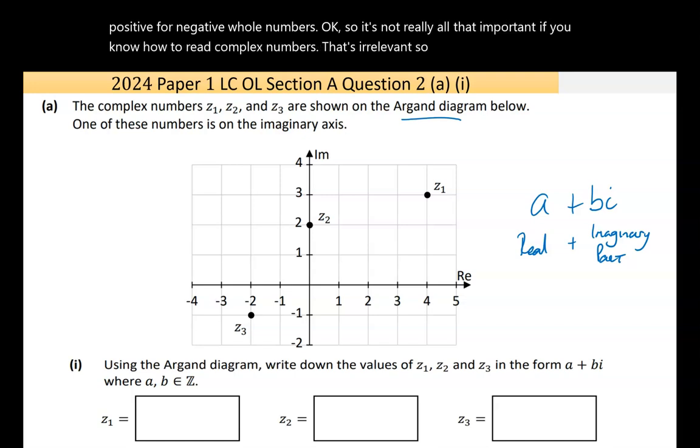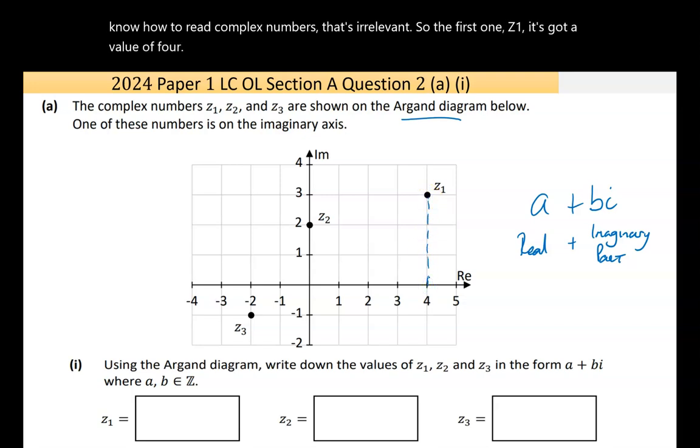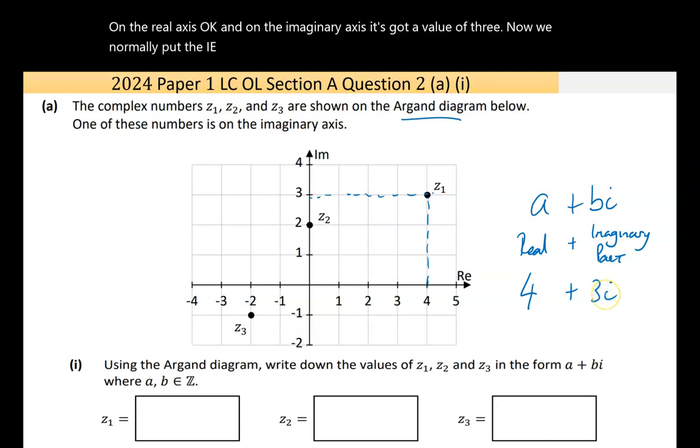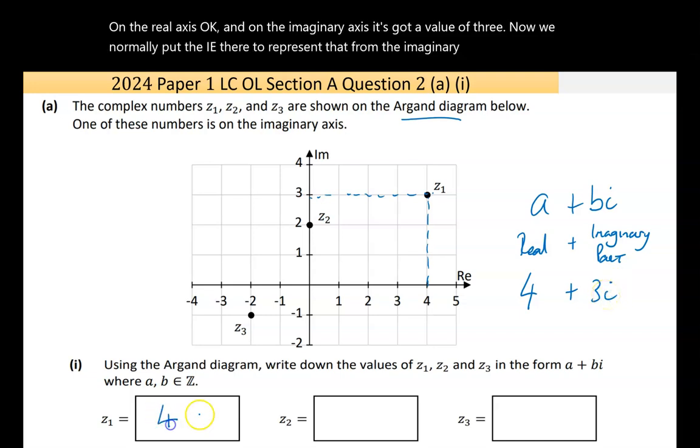So the first one, Z1, it's got a value of 4 on the real axis, okay? And on the imaginary axis, it's got a value of 3. Now we normally put the i there to represent that it's from the imaginary axis. So it's 4 plus 3i.